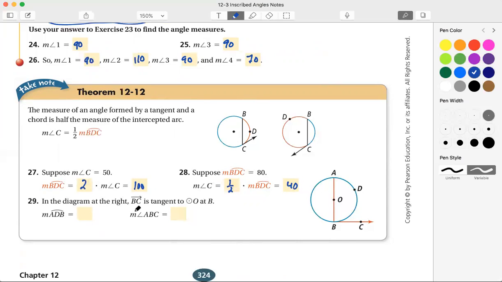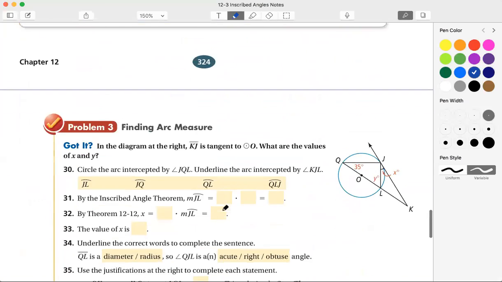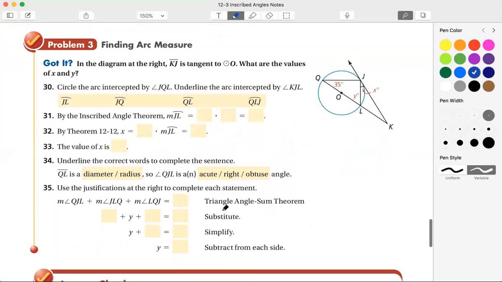In the diagram at the right, I know ray BC is tangent to O at B. So that means the measure of arc ADB is 180. So the measure of angle ABC is 90. All right. So in the diagram to the right, KJ is tangent to circle O. What are the values of X and Y? So we're going to circle the arc intercepted by JQL and underline the one intercepted by KJL.